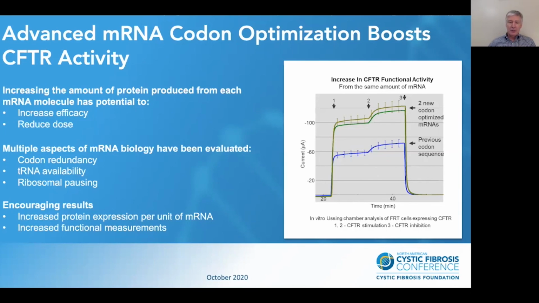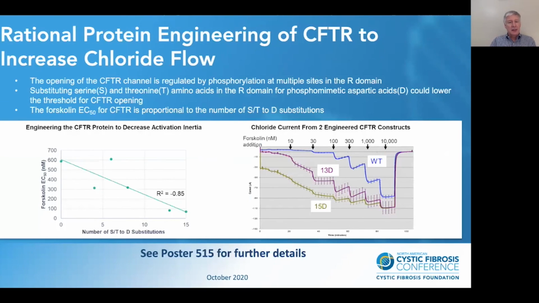So I mentioned not only have we been looking at the wild-type CFTR protein, but we've also been investigating rational changes, protein engineering, with the goal of increasing chloride flow. Now, this is one example here. I would encourage you to go and see poster 515 for further details on our work in this area.